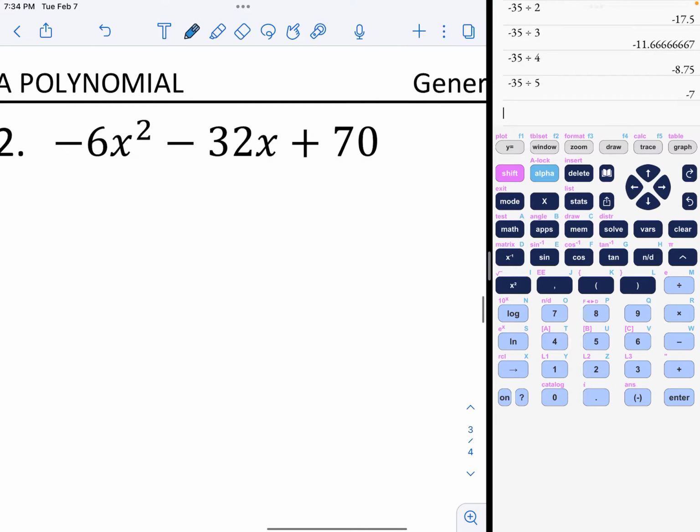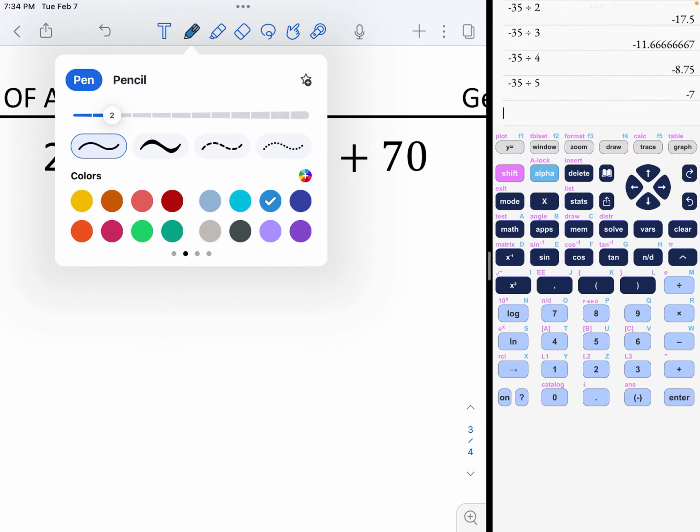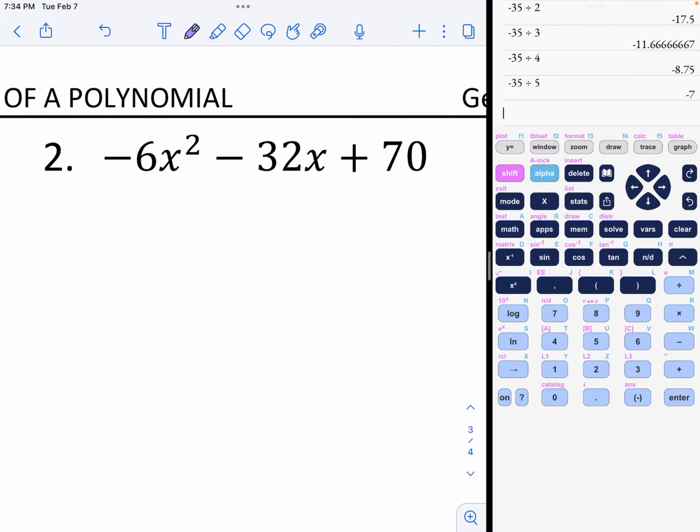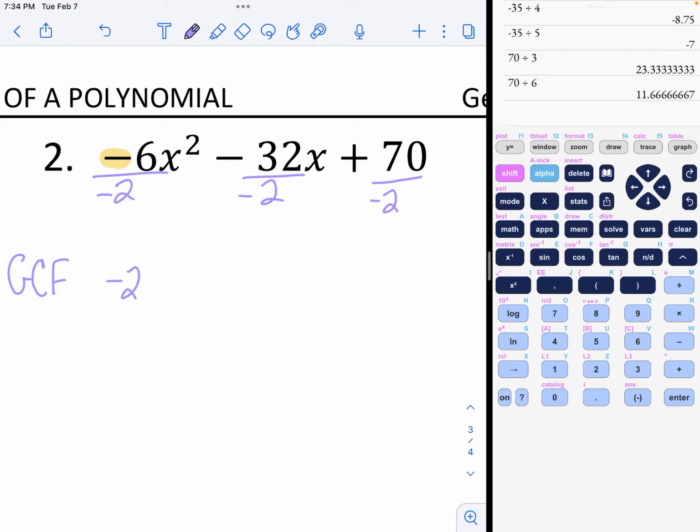Number 2. I did not teach this to you yesterday because I didn't think we were quite ready for it, but I think we are now. I need you to acknowledge that the GCF is, I'm going to guess it's 2, because I know 2 goes into 6, and I know 3 could be it, so let's just check. 70 divided by 3 and 70 divided by 6 don't work, so it's got to be 2. However, when the first term is negative, you must divide by a negative. That has to be part of your GCF.